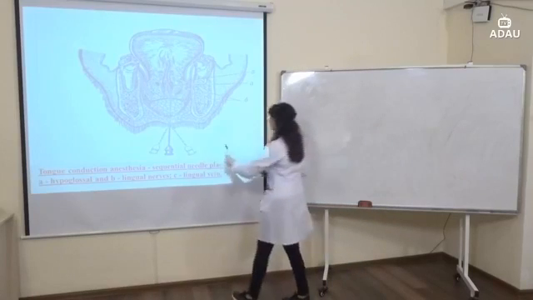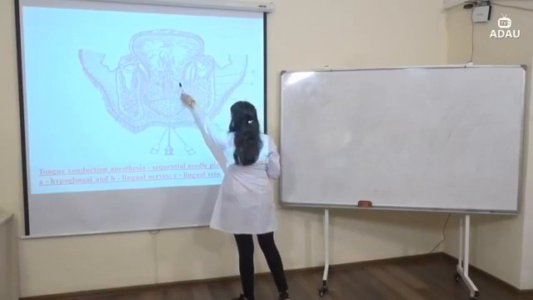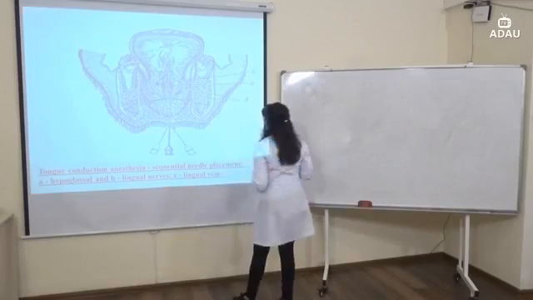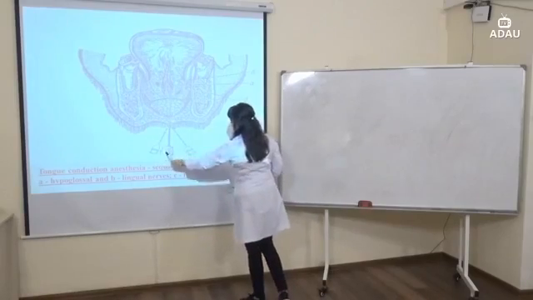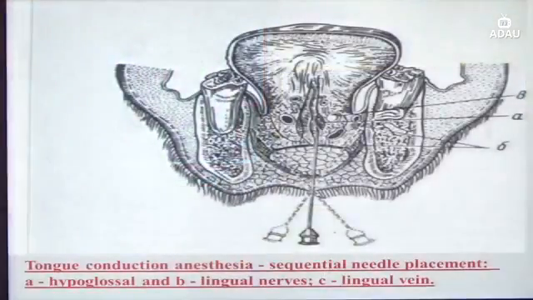Here we can see the lingual nerves, which are located here, and the injection needles in different postures and positions under the tongue, where different arteries, veins, the lingual vein, and the hypoglossal nerve are located. Here is the hypoglossal nerve.